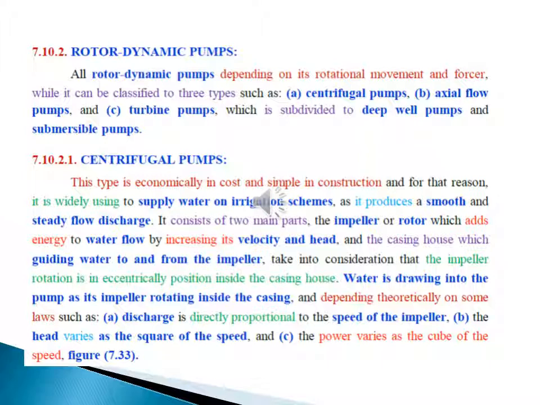Centrifugal pumps are economical in cost and simple in construction, and for that reason they are widely used to supply water in irrigation schemes, as they produce a smooth and steady flow. They consist of two main parts: the impeller or rotor, which adds energy to the water flow by increasing its velocity and head, and the casing house, which guides water to and from the impeller, taking into consideration that the impeller rotates eccentrically inside the casing house, as shown in the enclosed figure.